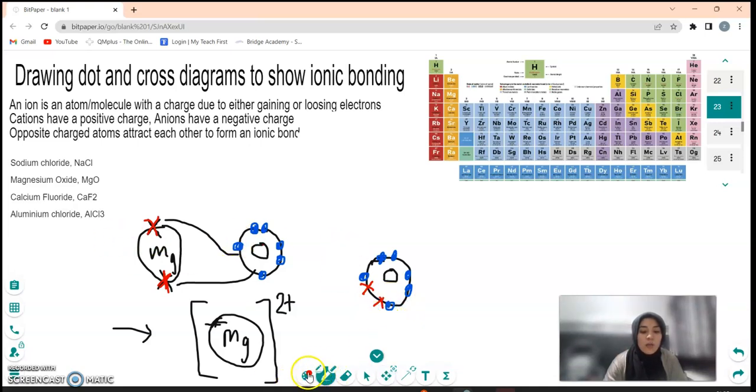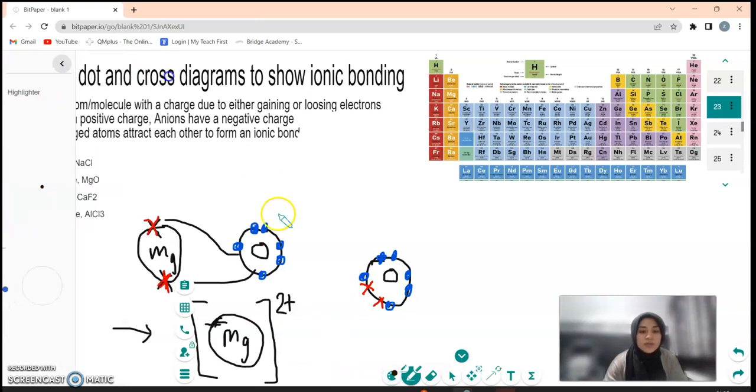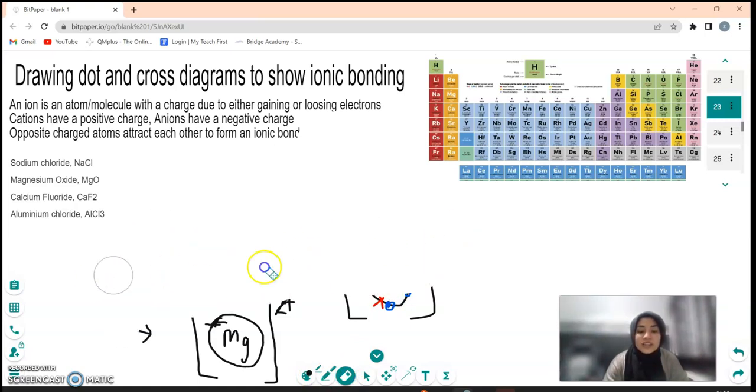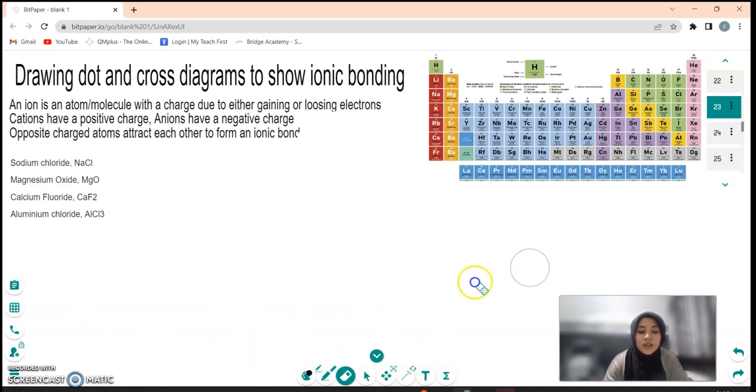Then we draw our brackets around our structure. And because oxygen has gained 2 electrons, we get a 2 minus charge. Now the key thing to remember here is that our charges should always cancel out to give us 0. So we've got 2 plus here, 2 minus here, they cancel out one another to give us 0. So it's important that we remember that whenever we are drawing these ionic structures, that our charges always cancel out one another. So we're going through a bit more difficult example now.